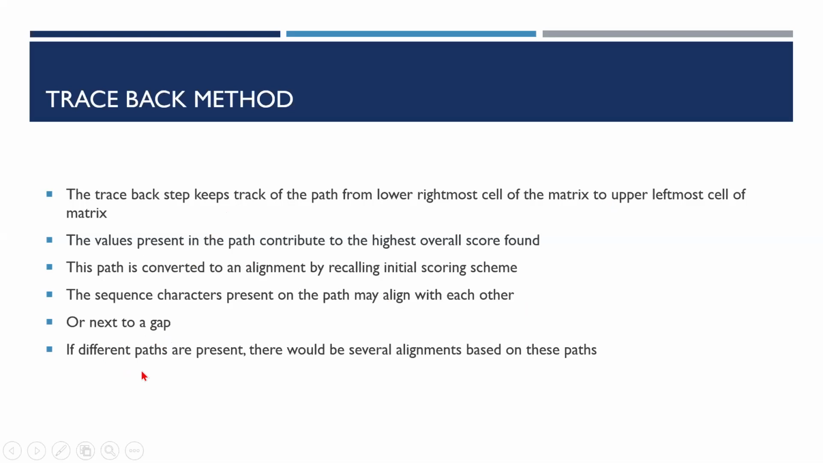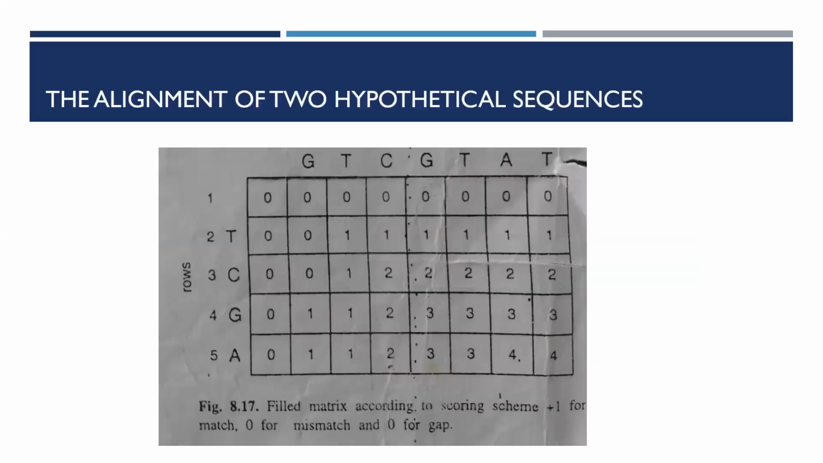If different paths are present during the traceback, that would result in different alignments. Whichever alignment has the highest score or the best score is considered to be the best alignment. I'm sure you are not very clear, but by the end of this presentation, I hope you'll be clearer.